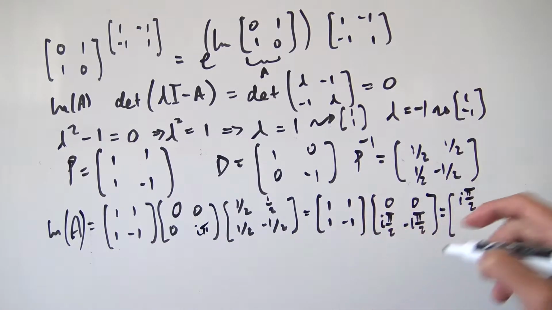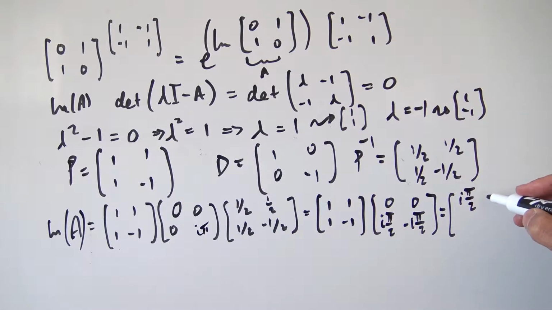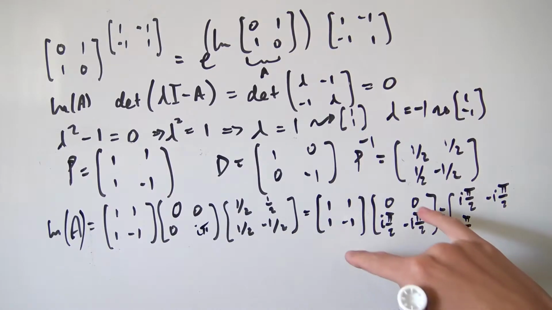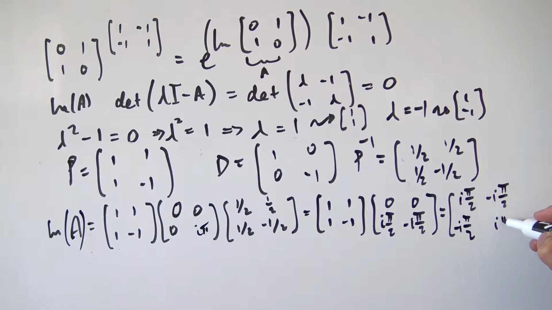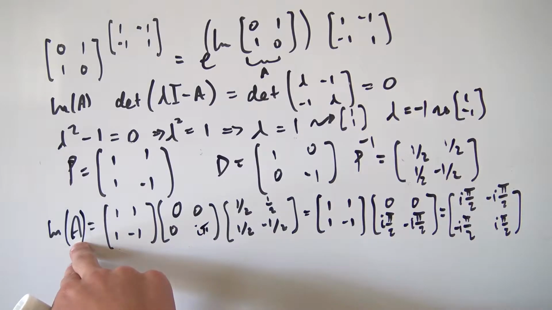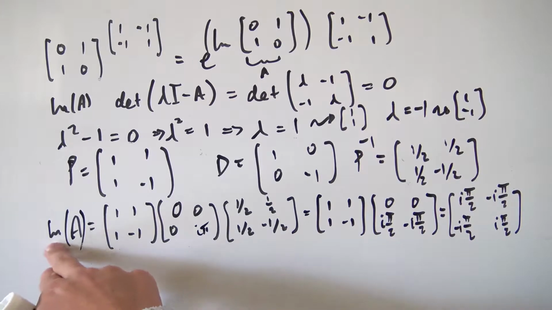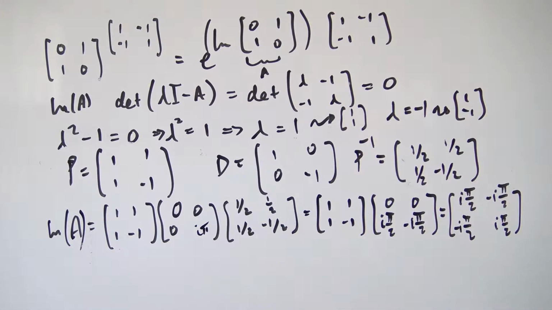And then for this one, we're going to get negative i times pi over 2. Then for this one, negative i times pi over 2. And for this one, i times pi over 2. And this thing right here is the natural log of A. Like I mentioned before when we were trying to define it, A was a symmetric matrix, so this was our matrix A right here, and when we took the natural log of that, we still ended up with a symmetric matrix, so that was pretty nice.